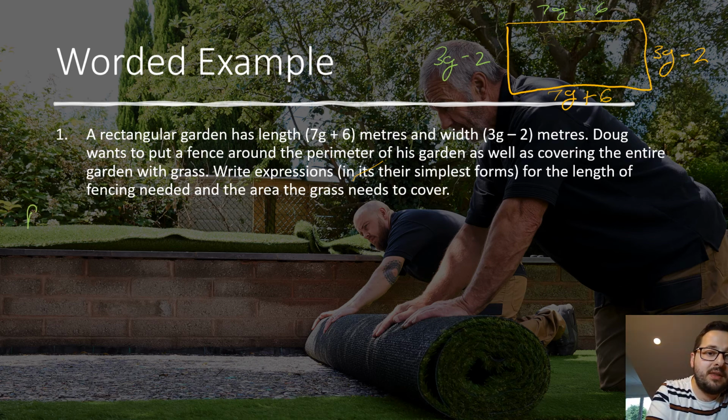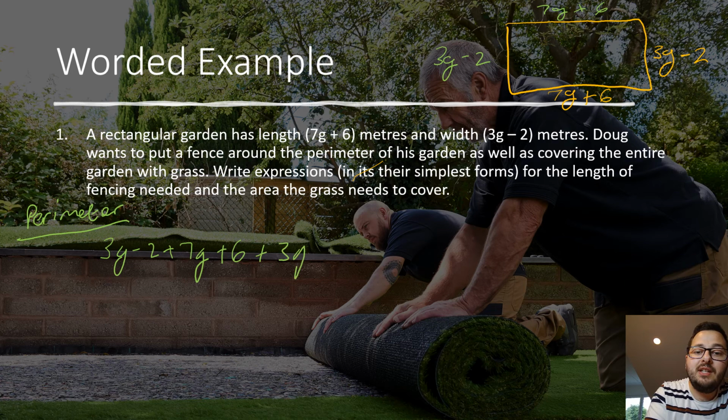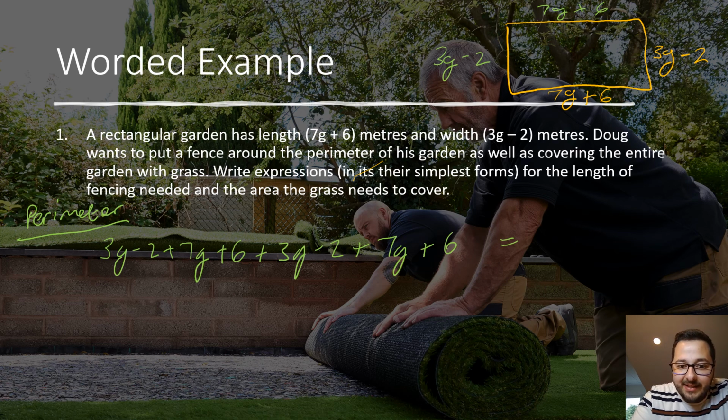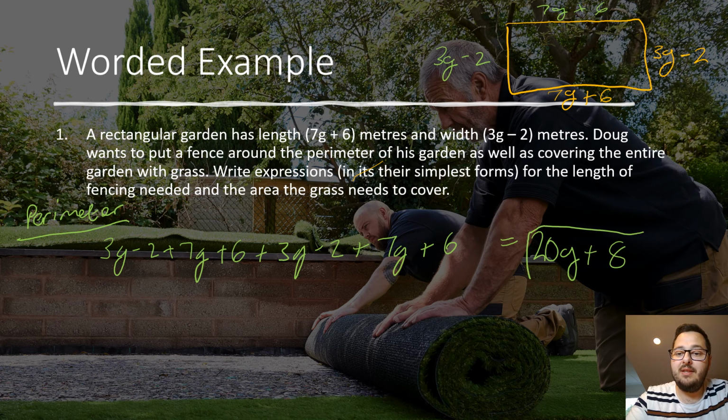So let's just start off with perimeter. And that is going to be adding these all up. So we've got 3g minus 2 plus 7g plus 6 plus 3g minus 2 plus 7g plus 6. Okay, collecting like terms then, altogether we've got 20g. Okay, and then we've got 12 minus 4 plus 8. So that is the perimeter. So that's the length of fence needed.